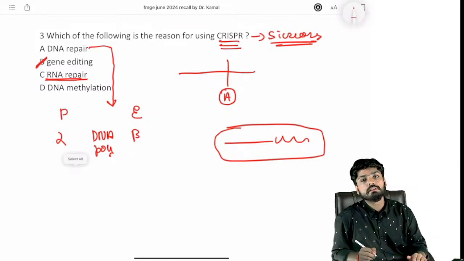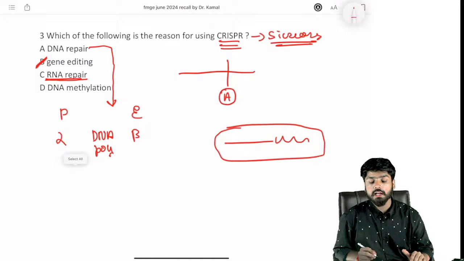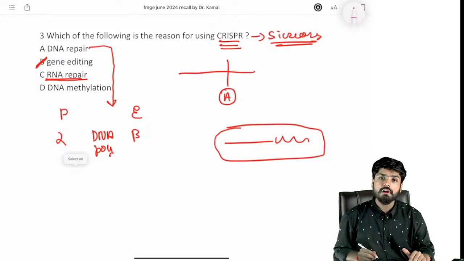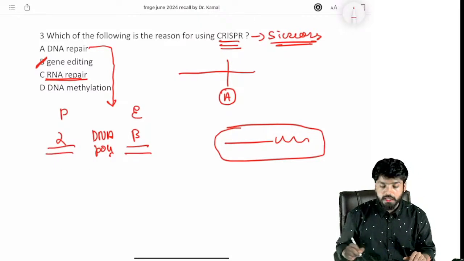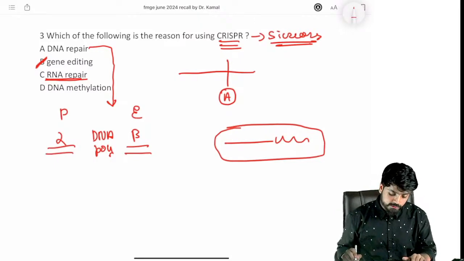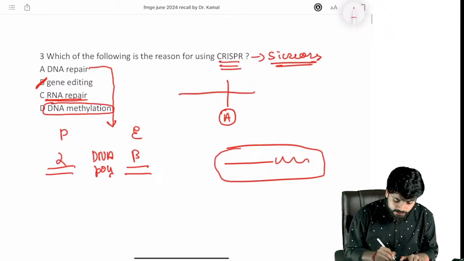If you remember, the classification for DNA polymerase in prokaryotes is 1, 2, 3, and for eukaryotes is alpha, beta, gamma, epsilon, theta. So for the repair part specifically, I have told you it's beta for eukaryotes and 2 for prokaryotes. And then the last is methylation.